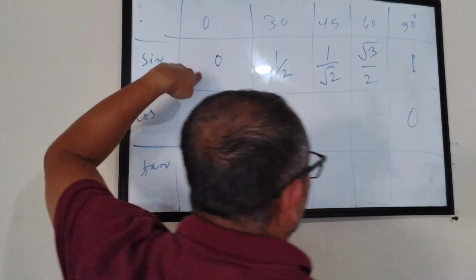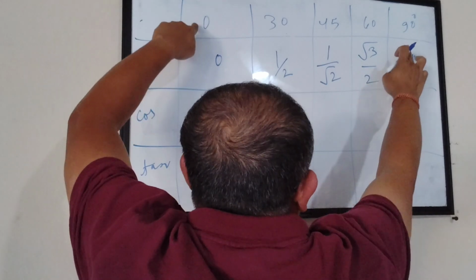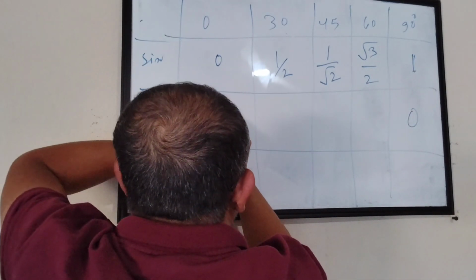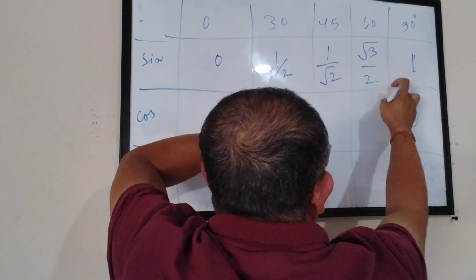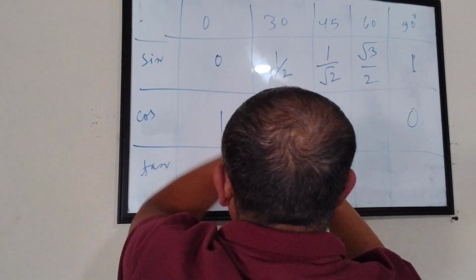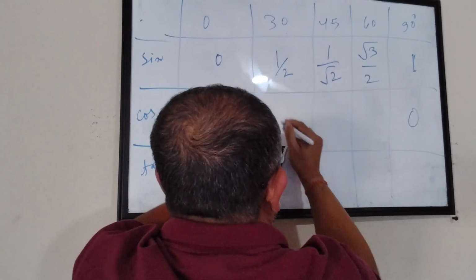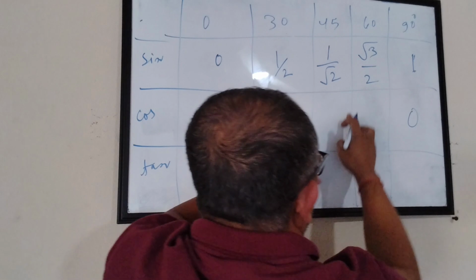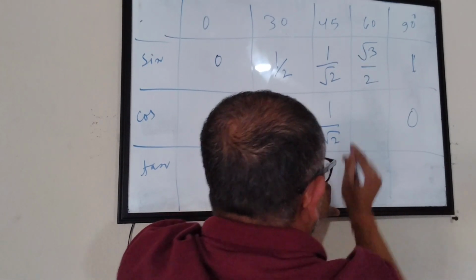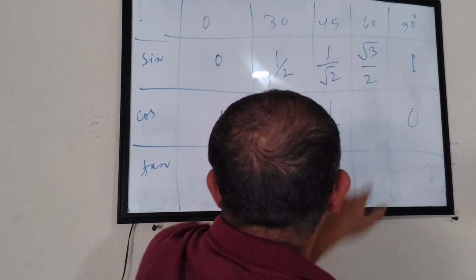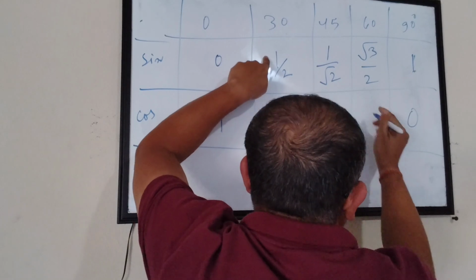Sine of 0 will be equal to cos of 90. And this whole table reverses actually. So sine of 0 is cos 90, and cos of 0 will be sine 90, so this becomes 1. Sine of 30, cos of 30 would be cos of 60. So 30 plus 60 makes it 90. So it will be root 3 by 2. 45 will be the same because 45 plus 45 makes it 90. And then cos of 60 would be sine of 30. That will be 1 by 2.